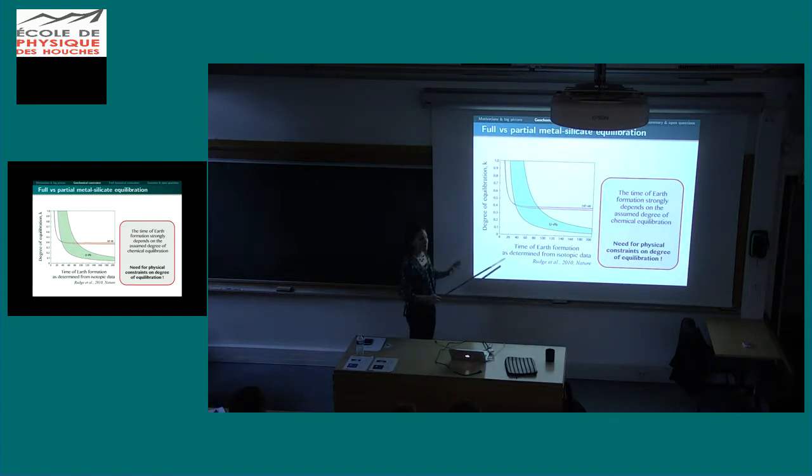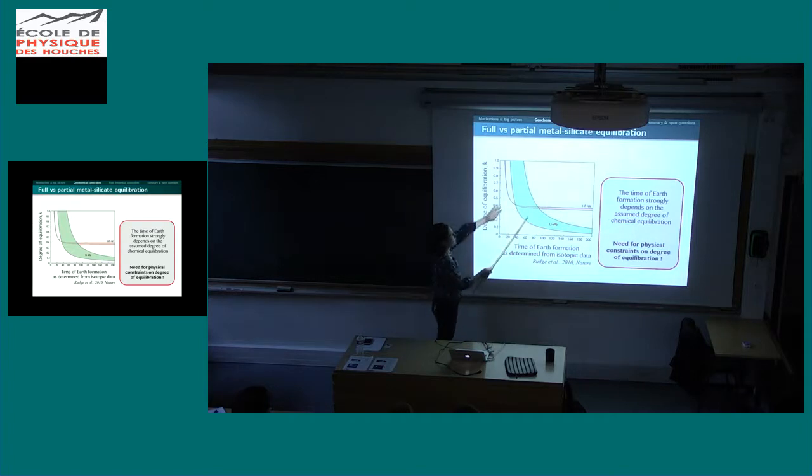So the point of this diagram is to say that to interpret the geochemical data correctly, you need to know the degree of chemical equilibration. And the degree of chemical equilibration is determined by physical processes, because it's determined by how much of the core mixes with how much of the mantle. So we are talking about physical processes here. Yeah, that's one way to do it. That's what they suggest in that paper.